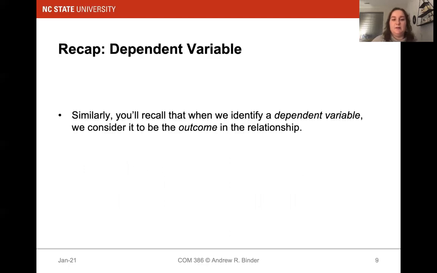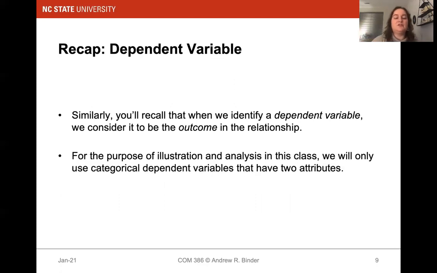So our dependent variables are the outcome in the relationship. So going back to our NFL example, that would be the number of wins, which is affected by the team's salary. So for this class, we'll only use categorical dependent variables that have two attributes. So the same thing as what we just covered in the last slide.